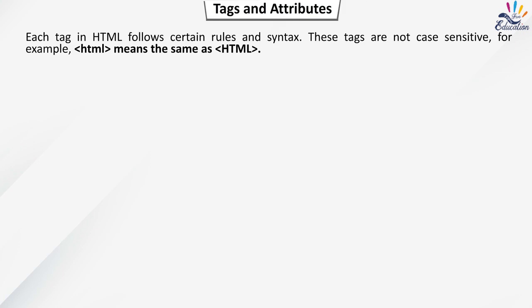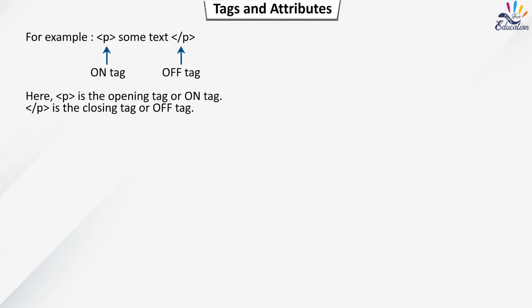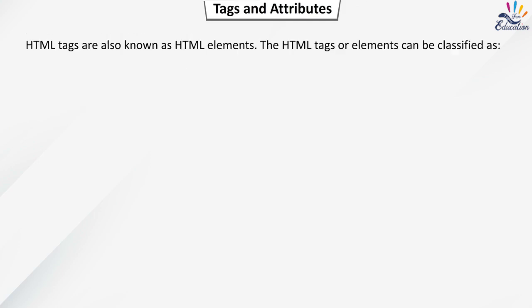These tags are not case sensitive. Small html means the same as capital HTML. The HTML tags are placed before and after the text. Each tag giving a particular instruction starts with a less than sign and ends with a greater than sign, which are also called angular brackets. For example, <P> some text </P>, on tag, off tag. Here <P> is the opening tag or on tag. </P> is the closing tag or off tag. HTML tags are also known as HTML elements.